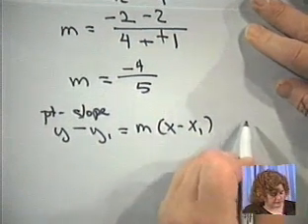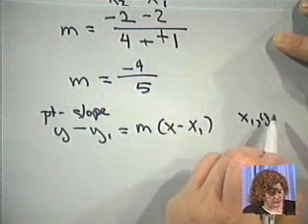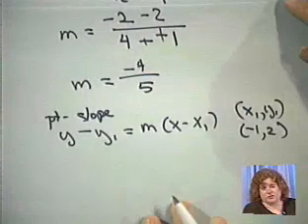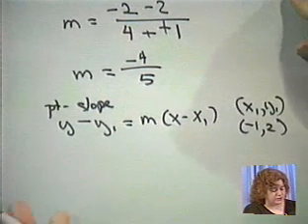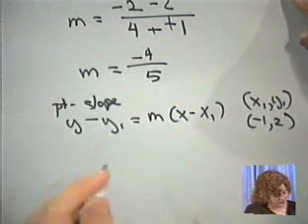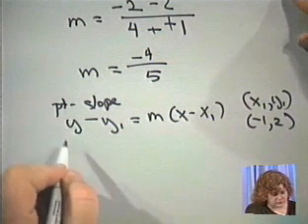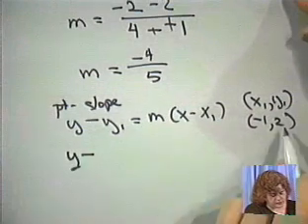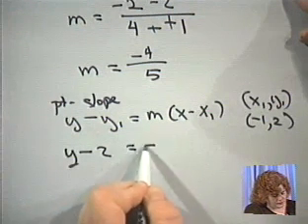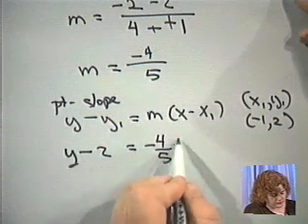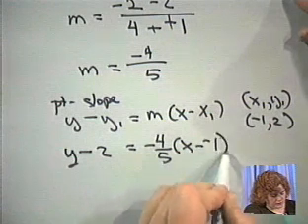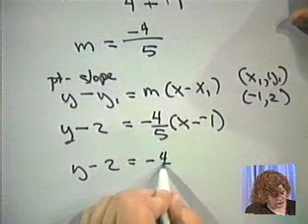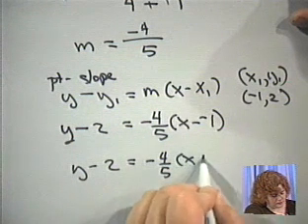Let me write that here. x1, y1, I'll use -1, 2, because I usually like to choose the smaller numbers, smaller digits when I have that opportunity. Smaller and more of the positive ones. So I'm going to have y minus 2 equals -4/5, substituting, times x minus a -1, which is y minus 2 equals -4/5 times x plus 1.